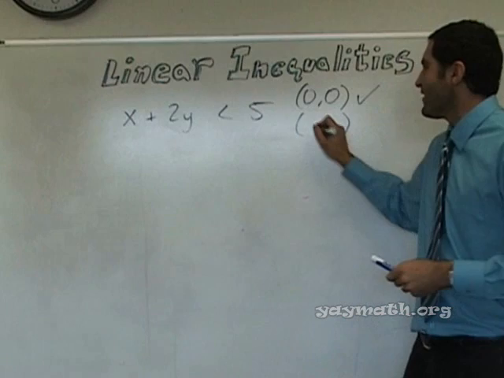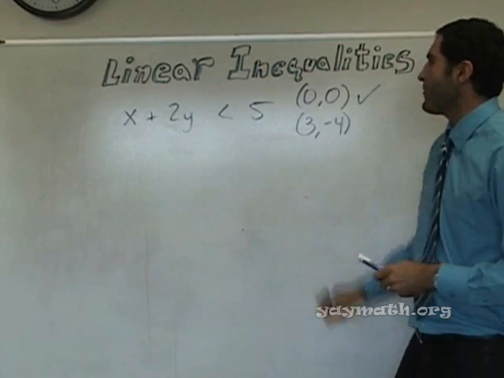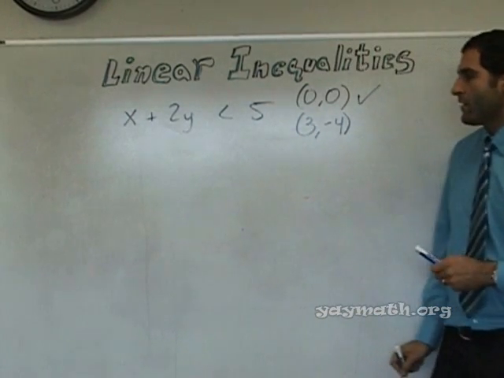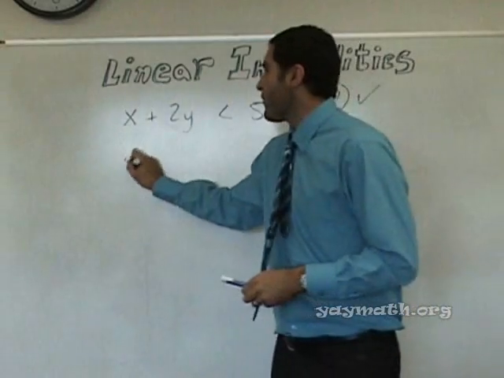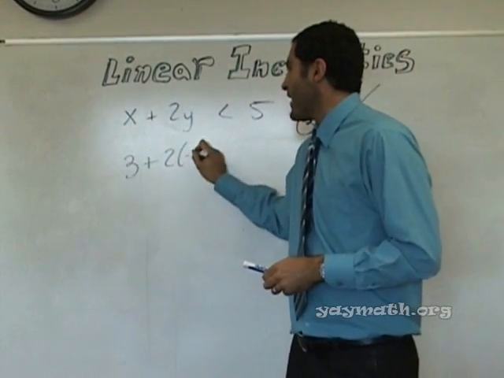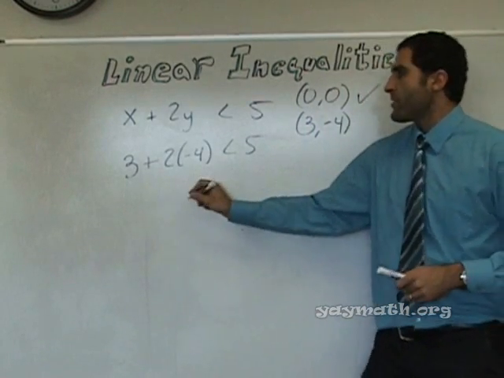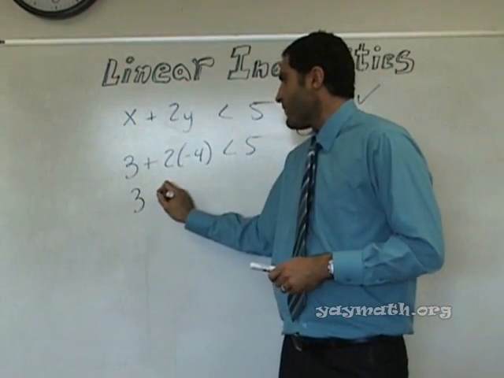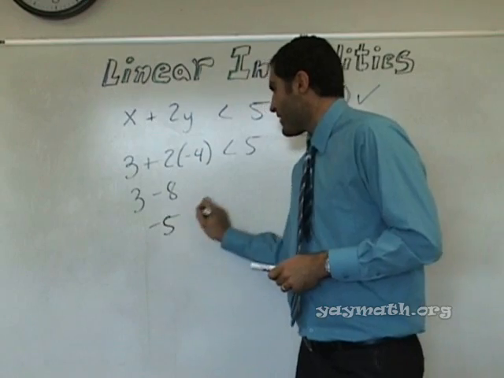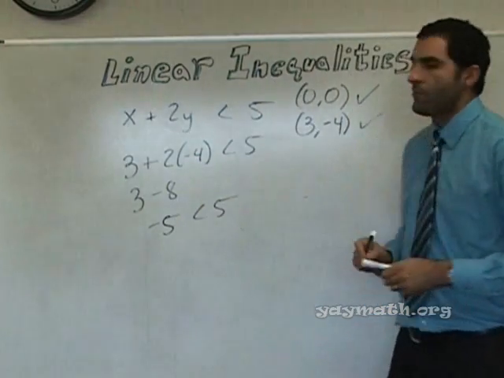Does 0, 0 work in this inequality? Yes, it does. So 0, 0 is a solution to this inequality, because if you plug in 0, 0, you'll get 0 less than 5. What's the next point? Read it to me. 3, negative 4. Is 3, negative 4 a solution? Let's find out. 3 plus 2 times negative 4 less than 5. Is this true? This becomes 3 plus negative 8. 3 minus 8, so this is negative 5 is less than 5, which is also true.